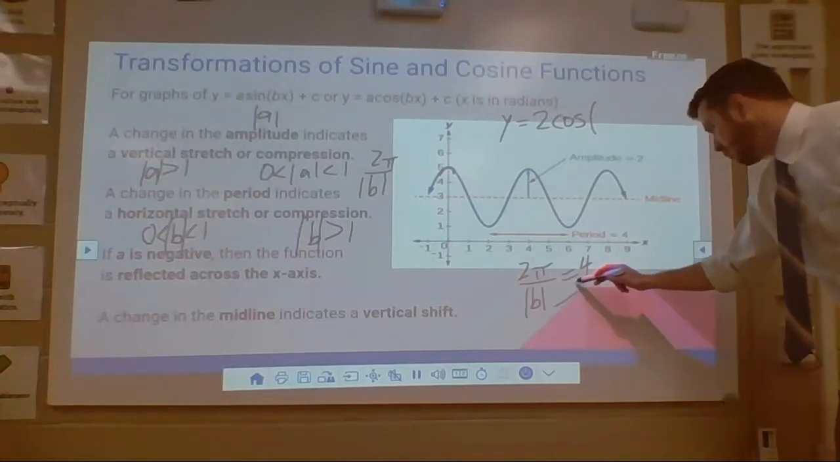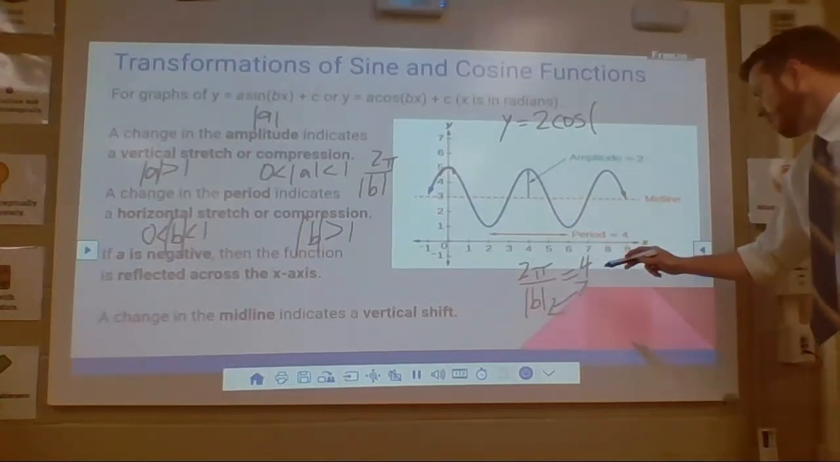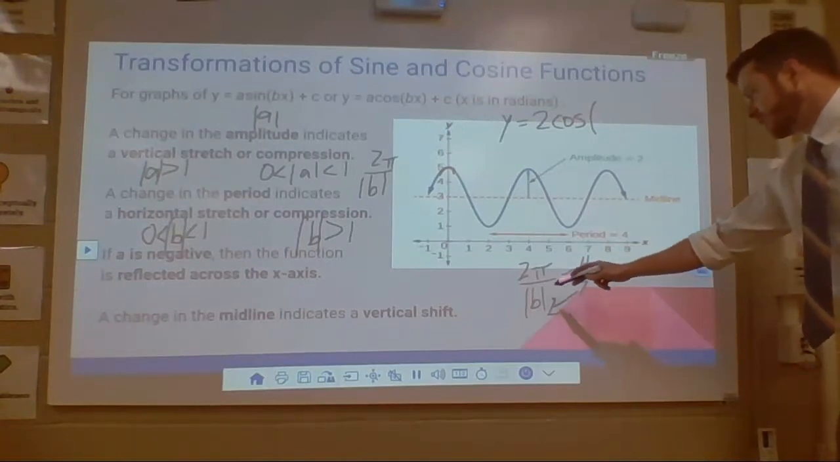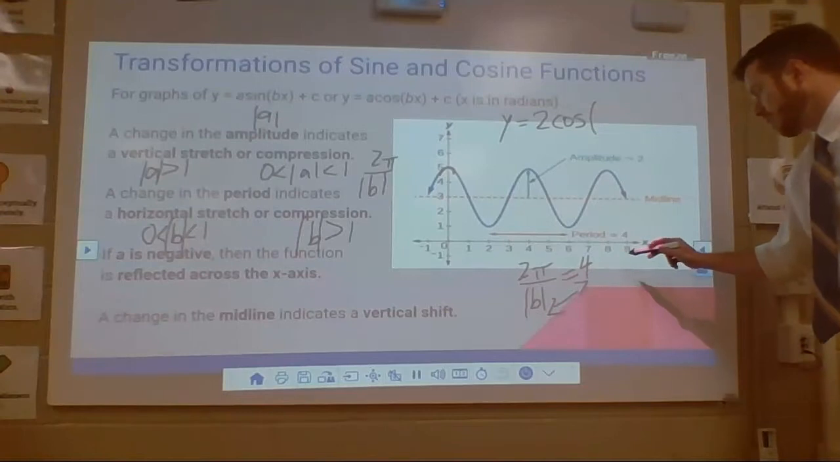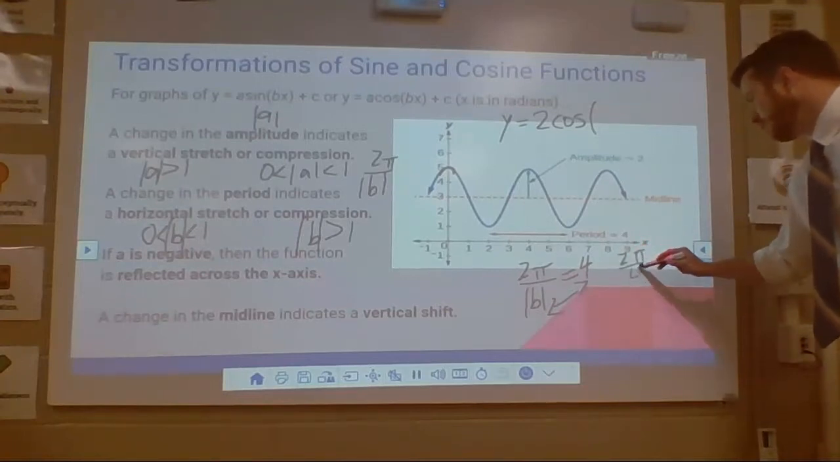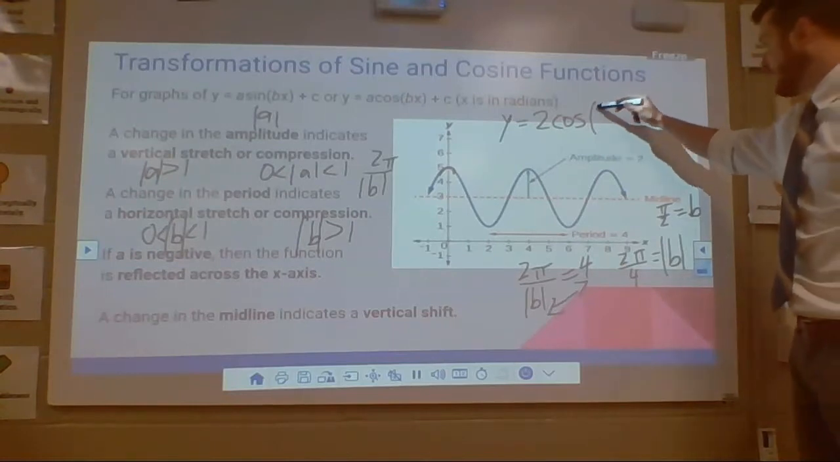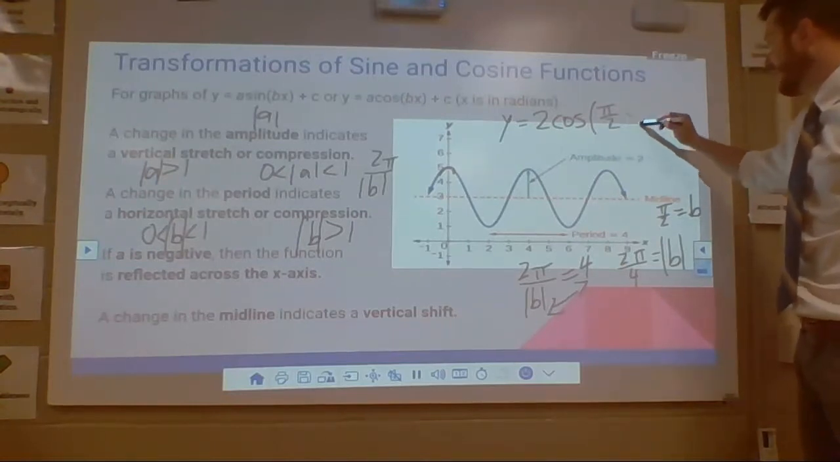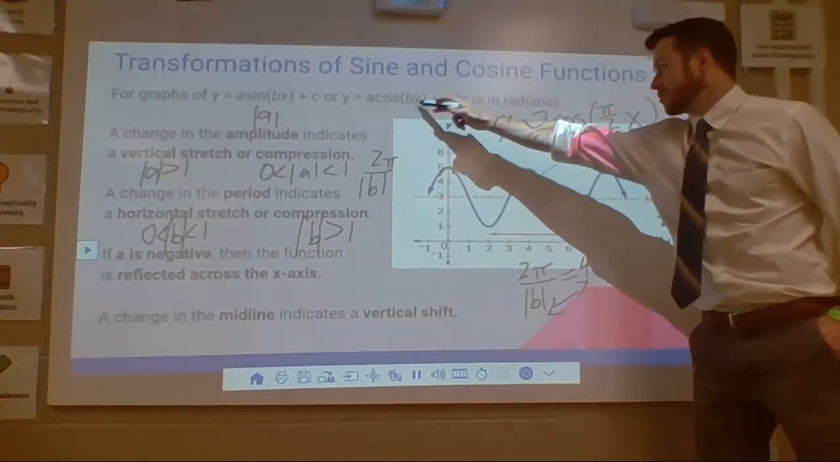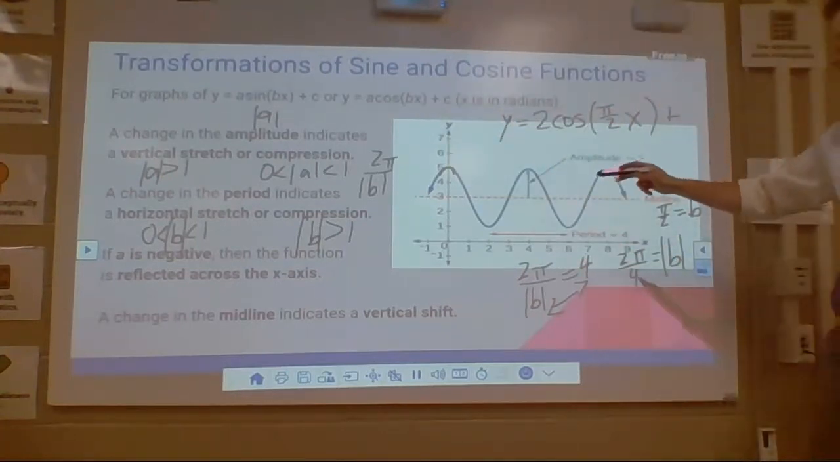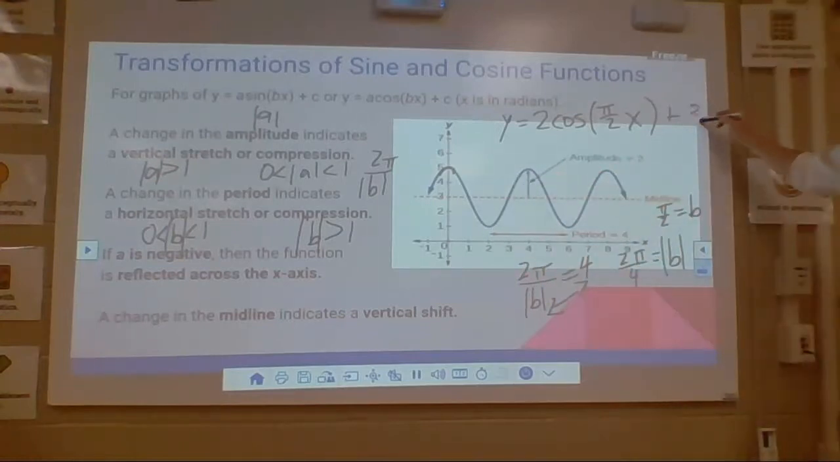Anyway, 2 pi divided by what is 4? Well, I can do a quick swap here. Check this out. This is a little trick for solving equations where the variable is in the denominator. You can do a quick swap. I'm going to get 2 pi over 4 equals the absolute value of b. And 2 pi divided by 4 simplifies to 1/2 pi, or pi over 2 equals b. Okay? So b is pi over 2, so we have pi over 2 x plus c. Well, what is the midline? It's 3. Okay? So there's the equation of that graph.